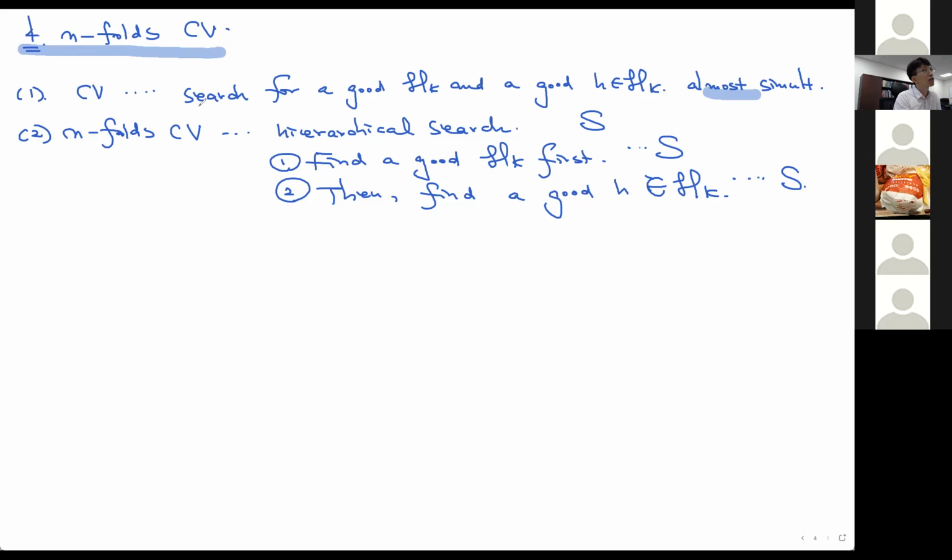In cross-validation, we split sample S into training and validation sets. Nothing like this happens in n-fold cross-validation. So now how does the algorithm work? Algorithm description.